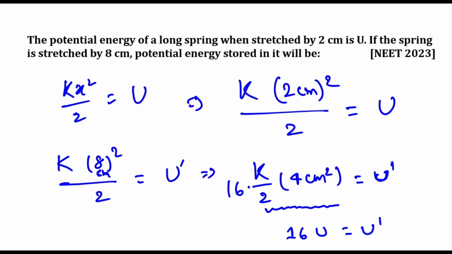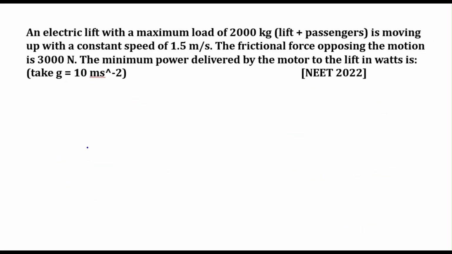Okay. Now moving to the next one. An electric lift with maximum load of 2000 kg, lift plus passenger, is moving up with constant speed 1.5 meter per second. The frictional force opposing the motion is 3000 Newton. What is the minimum power delivered by the motor to the lift in watt?